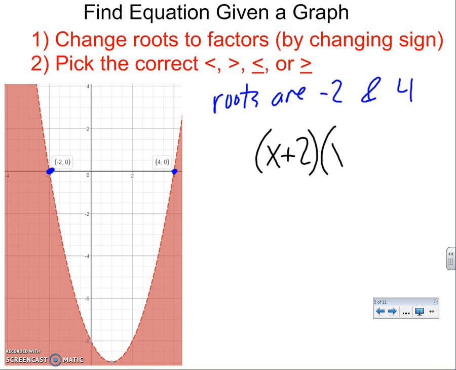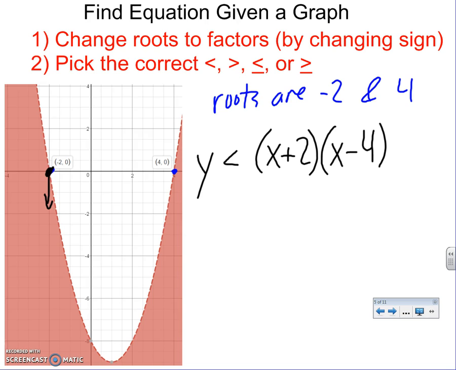Instead of positive 4, it's going to be negative 4. Alright, now put a y on the left. I told you a trick. If I pick a point, say I pick this blue point again, if it's shaded underneath, which it is, it's always less than. If it's shaded above the picture, it's greater than.